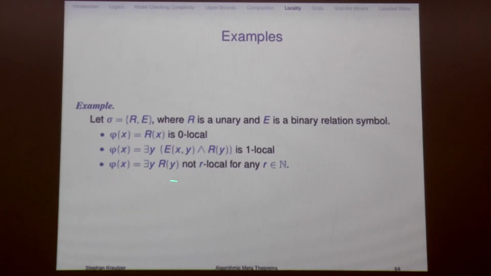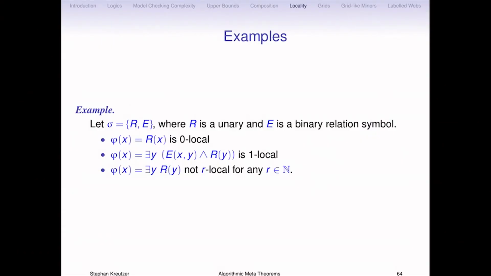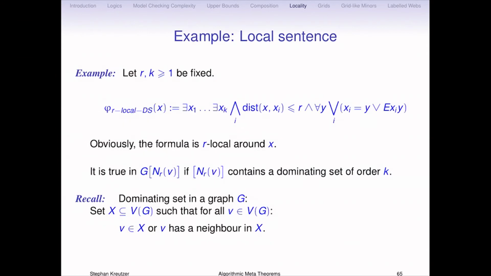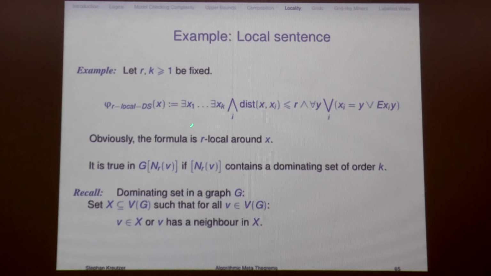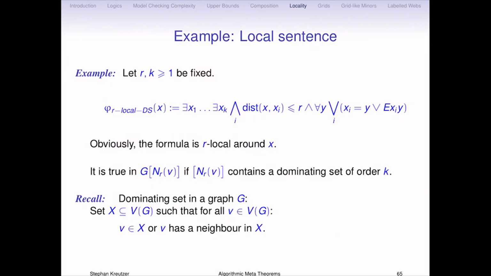This formula here that just says there is a red vertex in your graph, it's not local, because this vertex can be anywhere. It has no relation to your vertex x. So it's completely disconnected. And here's a complicated example of this. This formula says the following thing. x is a free variable, which means it's a constant labeling a single vertex in your graph. Just assume this to be a vertex.